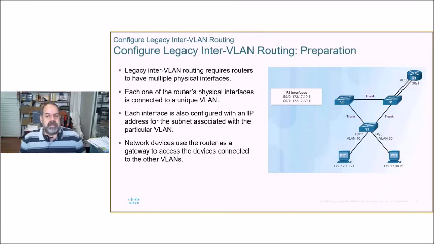Okay, so legacy inter-VLAN preparation. Basically it takes two ports on the router and two ports on the switch. This port needs to be a member of the correct VLAN, so that might have been VLAN 10, and this port needs to be a member of VLAN 30, and of course they need to be addressed correctly. And so that will work nicely, just expensive to get more.